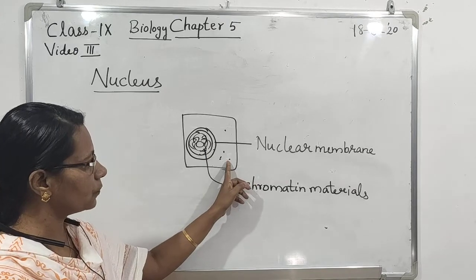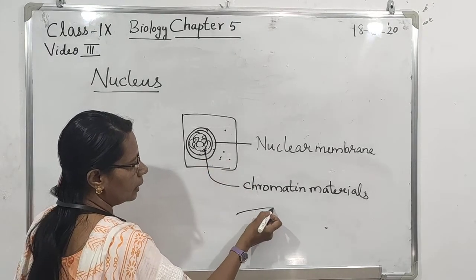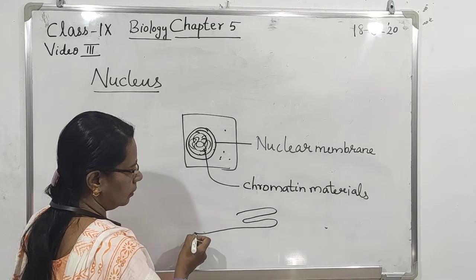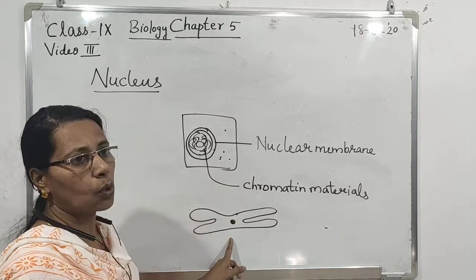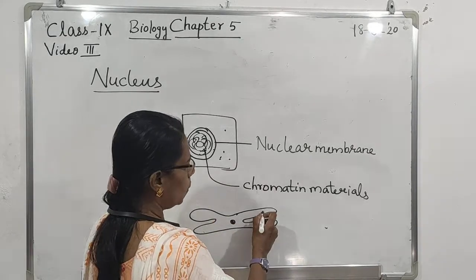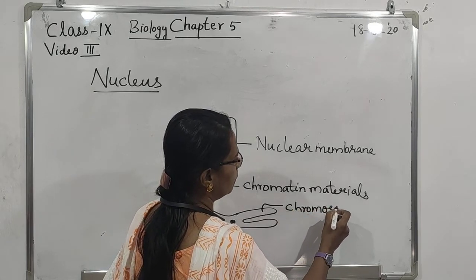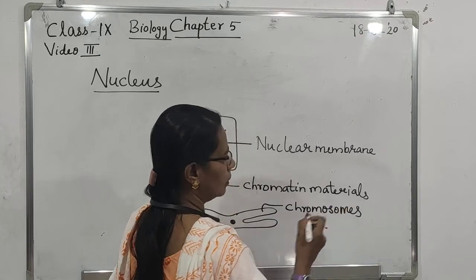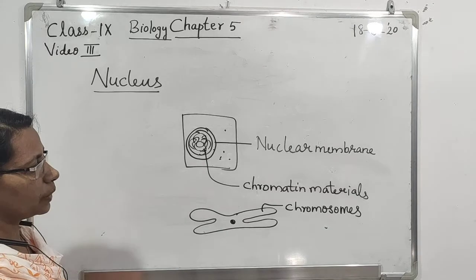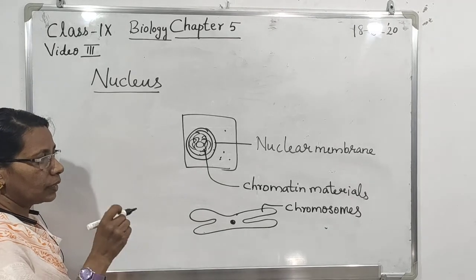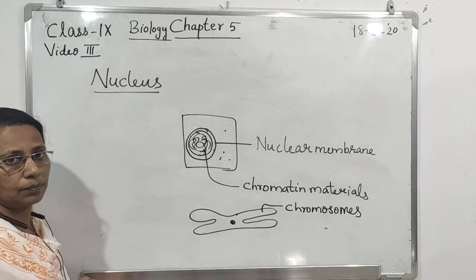Before the division of the cell, the thread-like chromatin materials become thick and rod-shaped, and these rod-shaped thick structures are called chromosomes. Chromosomes contain the information necessary for inheritance from parents to the next generation.